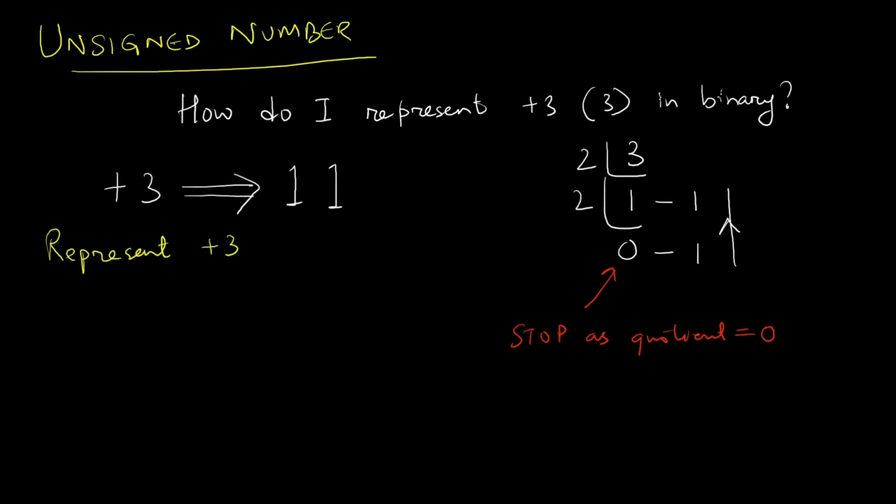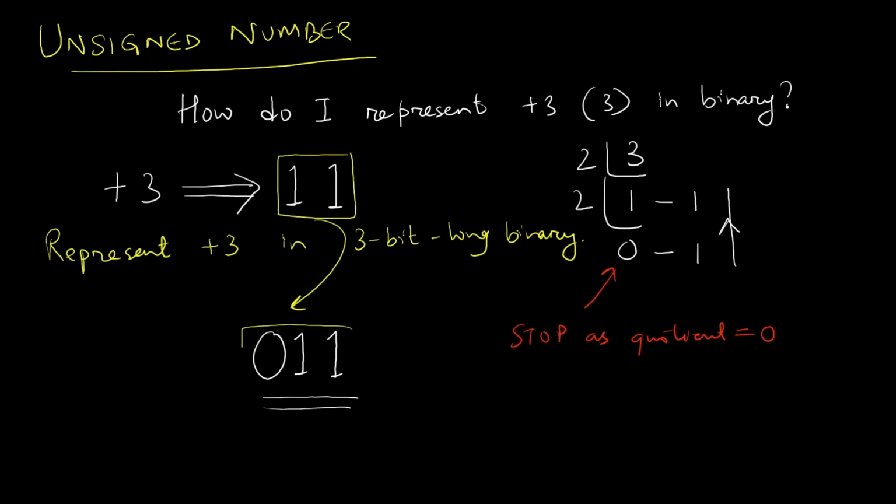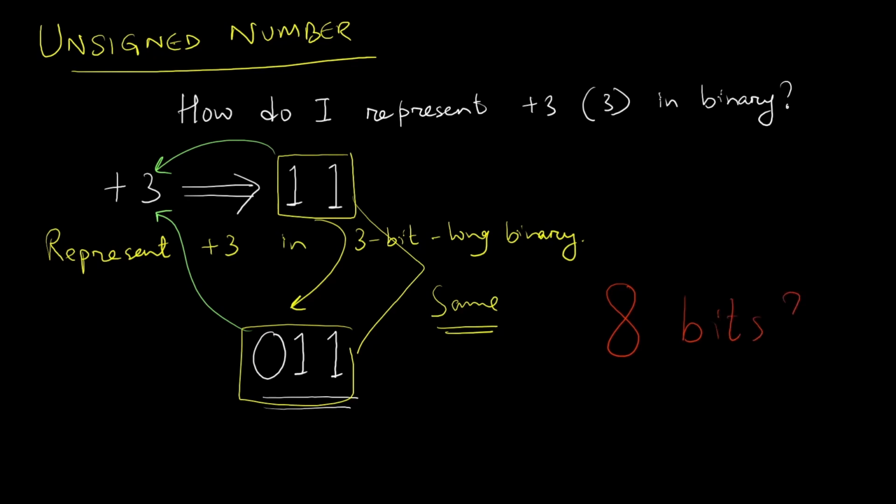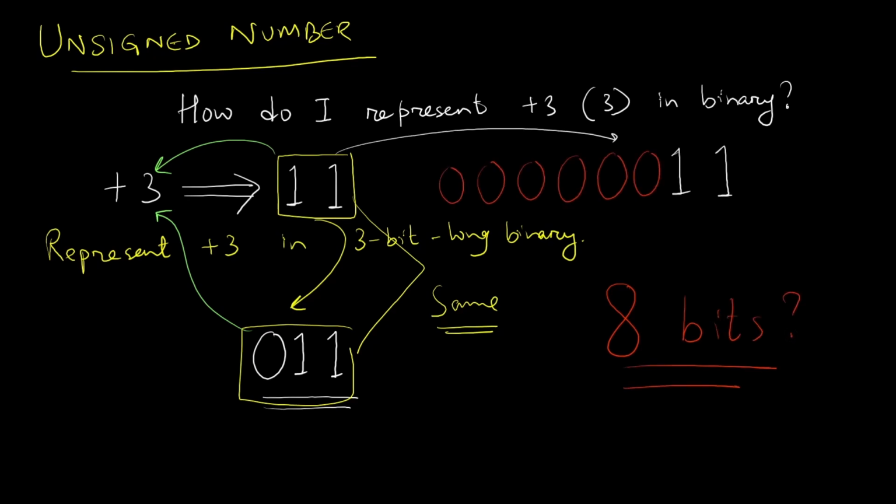If I want to represent plus 3 using 3 bits, then I need to prefix 11 with 0. It becomes 011. 011 and 11 both are the same. They represent plus 3. How do I represent plus 3 using 8 bits? Just prefix 6 zeros to 11. It becomes 00000011.